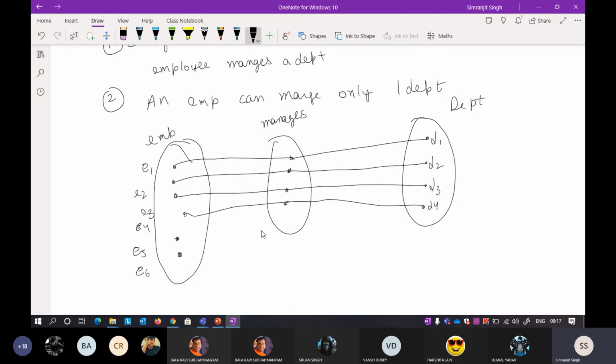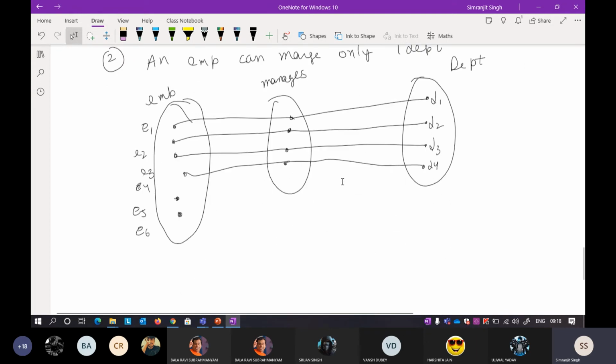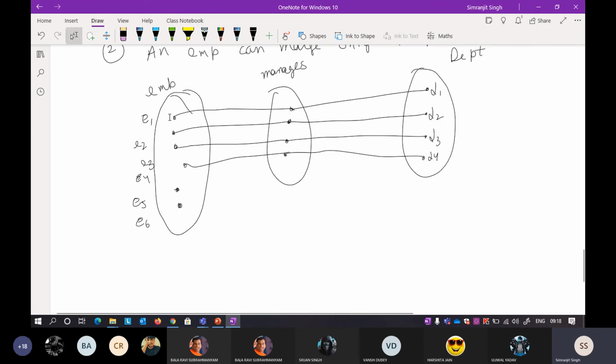So understand from these points: every department should have a manager and only one employee manages a department. This is the total employee set, not the set of only managers, all the employees. Now an employee can manage only one department. So what it means is that only one employee can manage a department. There may be other employees as well that are not managing anything.